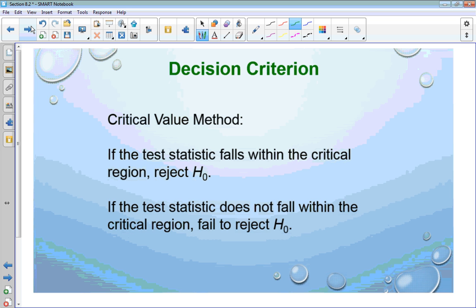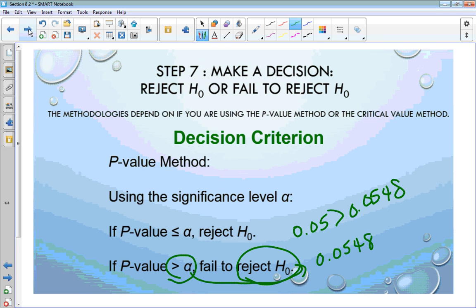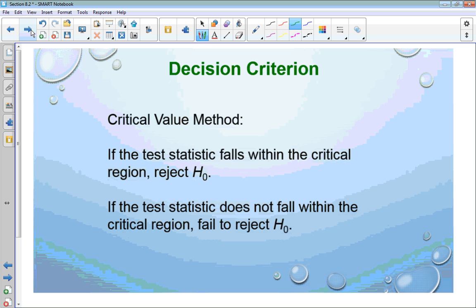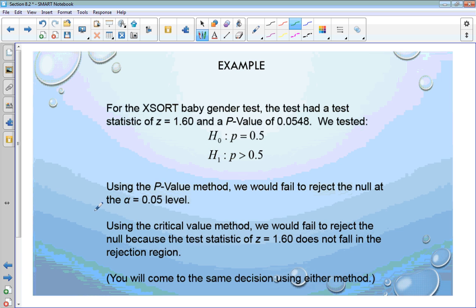So again, with the critical value method, we're going to find our regions, find that test statistic, whether it's a t or a z, and find out where it lands. Of course, this one was a z of 1.6, the critical value is 1.645, so again we failed to reject. That goes through exactly what I just said: z of 1.6 did not fall in the rejection region. You can use either method to check whether something falls in the critical region where you would reject.